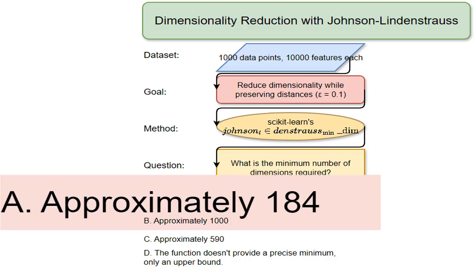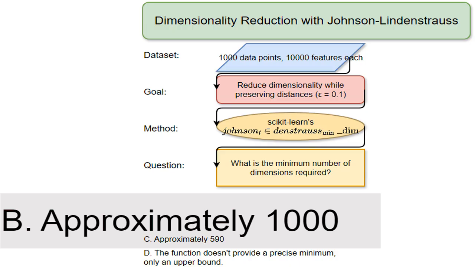I see this option as too low. My calculations show a much higher upper bound for the minimum dimensions needed. The Johnson-Lindenstrauss lemma, which underlies the calculation, suggests a significantly larger number. This option doesn't align with the theoretical minimum. This answer is incorrect. Remember, we're aiming to reduce dimensionality, not keep it the same as the original 1,000 data points. The goal is to find a smaller number of dimensions to represent the data.